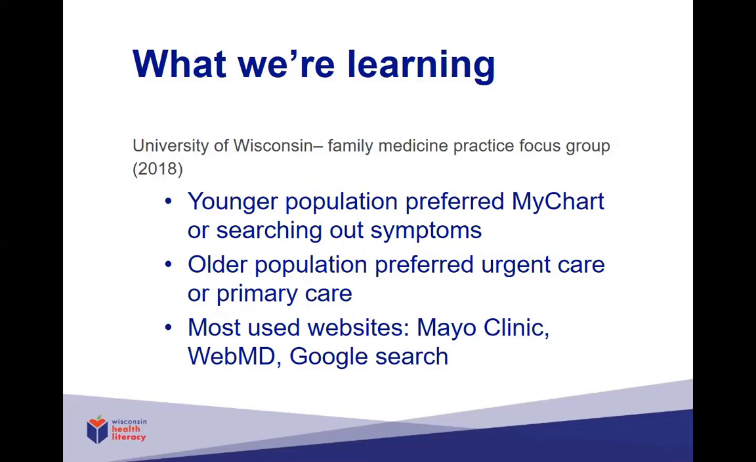And just from their immediate in-person response, the younger population preferred MyChart, the health portal, or searching out symptoms online, where the older population preferred urgent care or primary care, going to the doctor and asking those questions. So you can kind of see a generational digital divide that we talked about. So it's important that we get the seniors and the older generation comfortable with using these online materials and resources. And then when we asked about most websites visited, a lot referred to Mayo Clinic, WebMD, or they just plain out did a Google search.